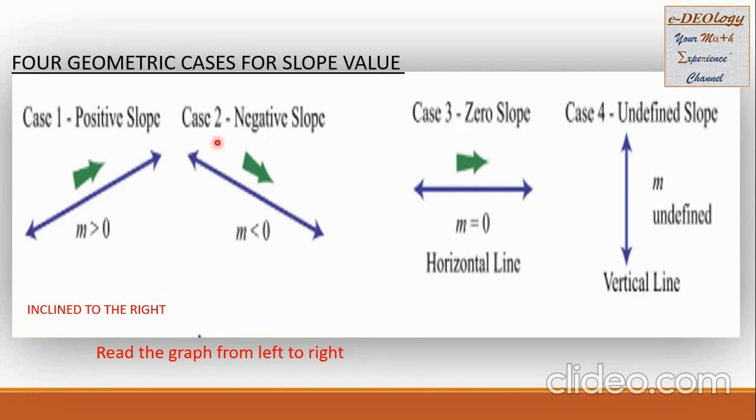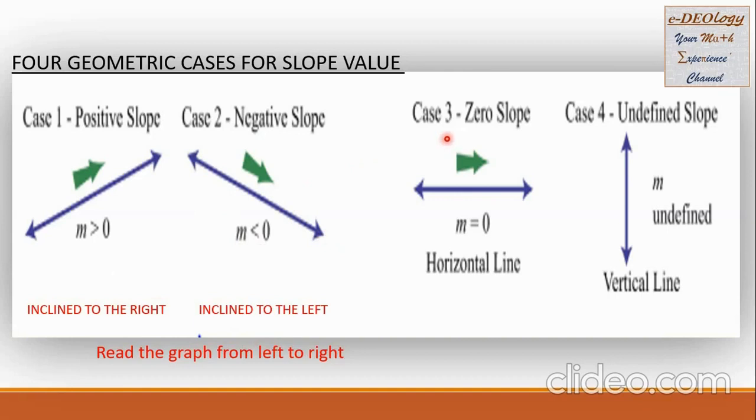Case 2 is when we have negative slope. Our symbol is m is less than 0. Again, we are going to read the graph from left to right. You see the line? It is going down. Or we can describe this line to be inclined to the left.